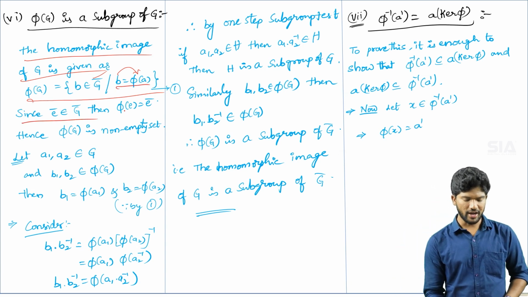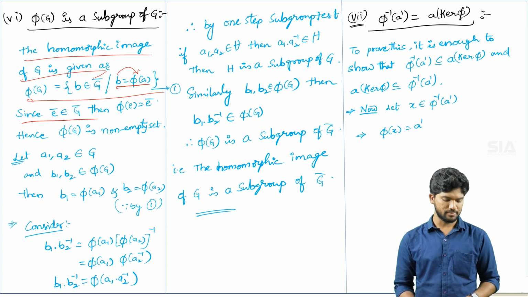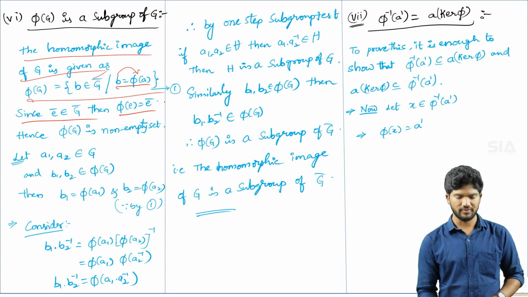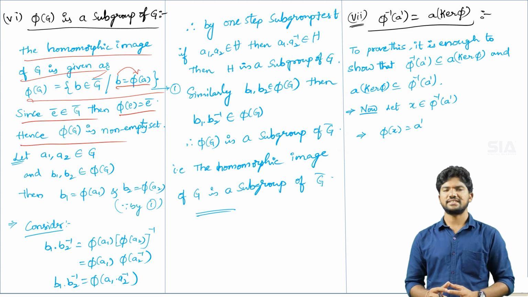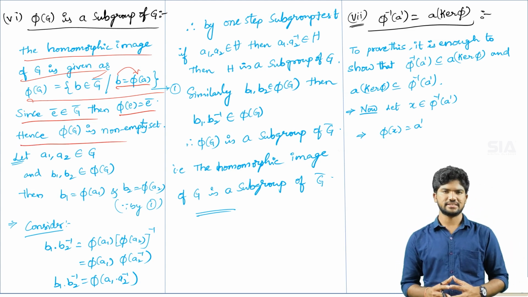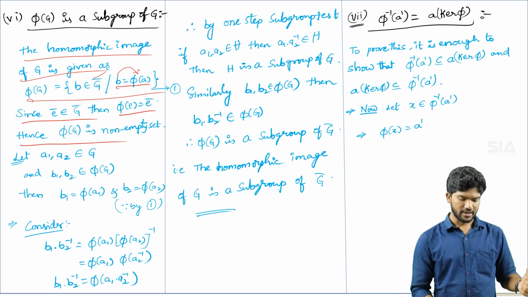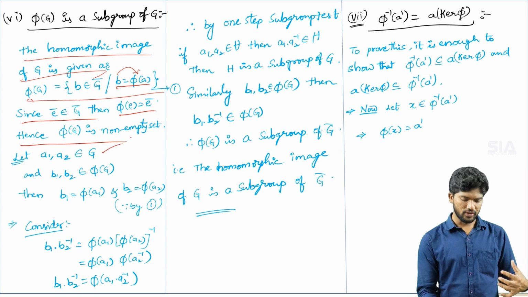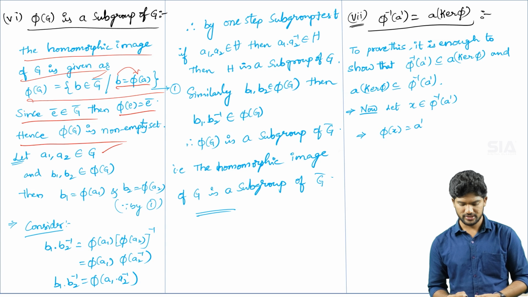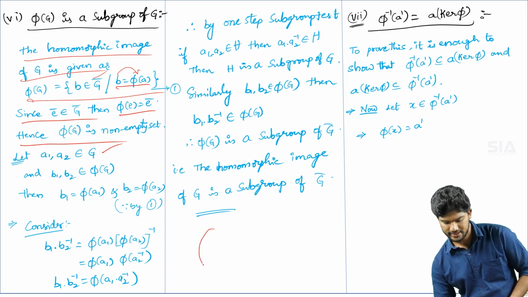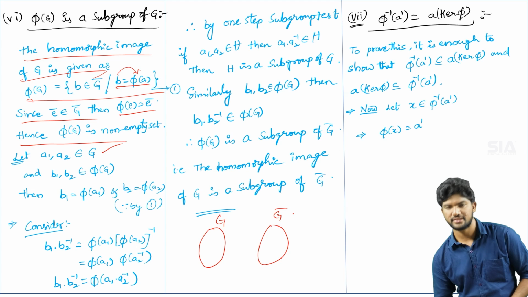And since we have the identity element in g bar also, e bar belongs to g bar, then by condition 1, pi of e is equal to e bar. So hence pi of g is non-empty. Why? Because the identity element exists, therefore it is non-empty. Now let a1, a2 belong to capital G. Diagrammatically, this one is the capital G and this one is the g bar.